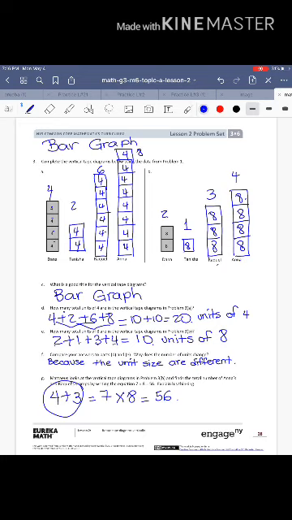Yes, of course it does. Because he added the unit size of Raquel and Anna, then he times, oh, I need more space, by the value of the unit.